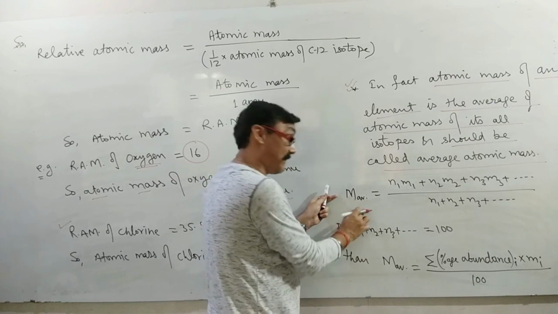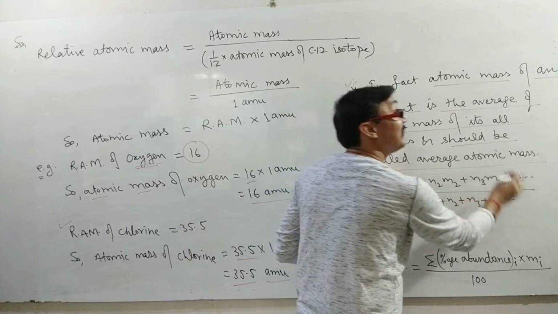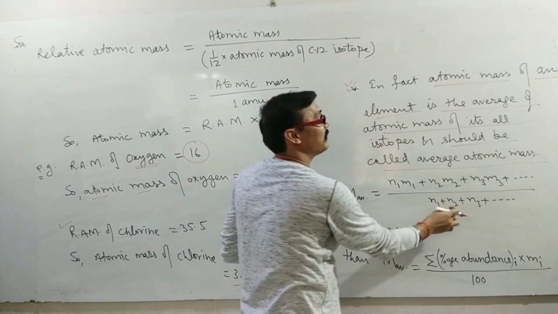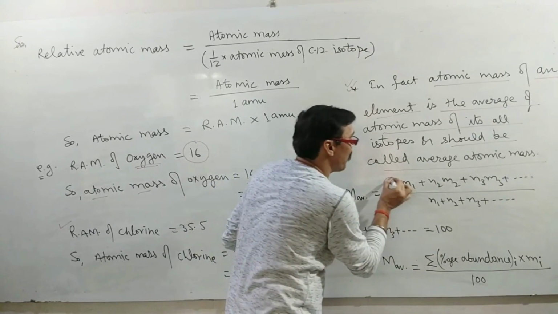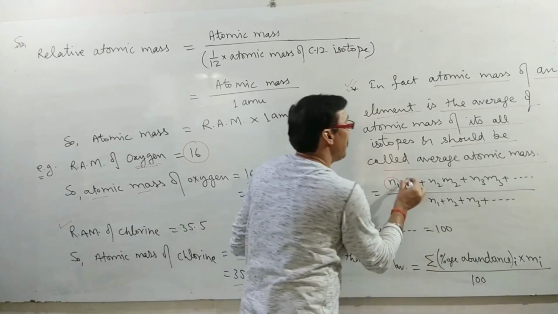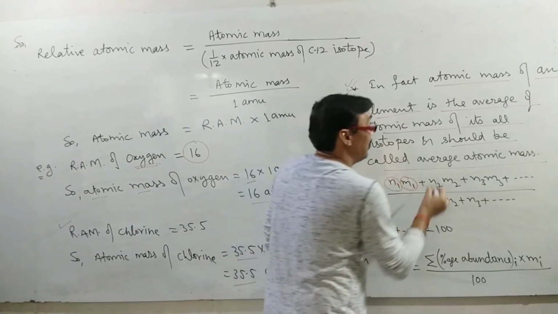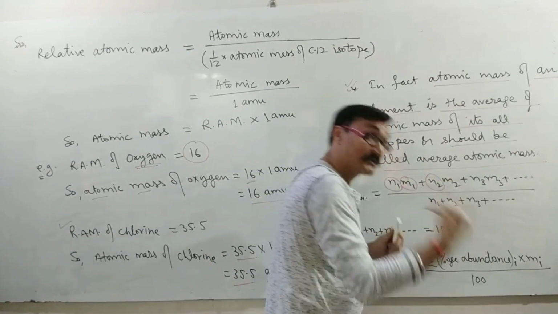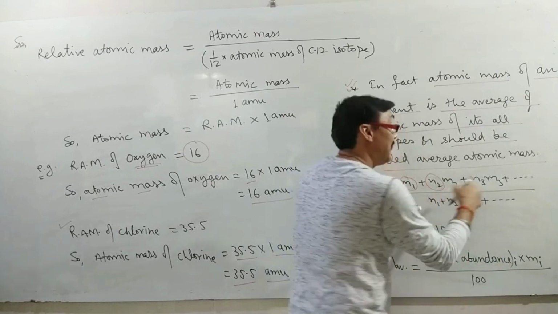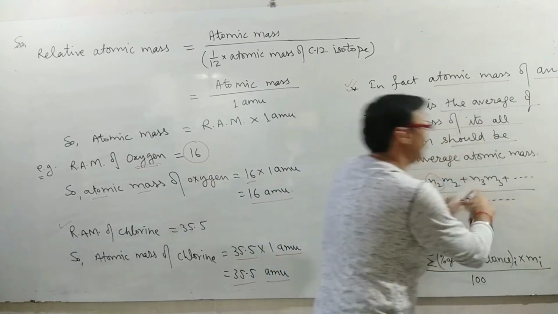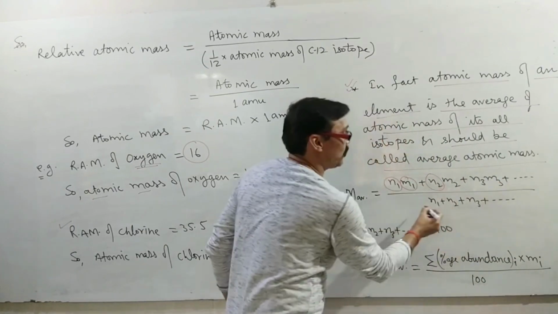Average atomic mass M is equal to N1 M1 plus N2 M2 plus N3 M3 and so on, divided by N1 plus N2 plus N3. What is the meaning here? N1 is the number of one kind of isotope and M1 is the atomic mass of that isotope. Again, N2 is the number of the other isotope of that element and M2 is the atomic mass of that isotope. N3 is the third type of isotope and M3 is the atomic mass of that isotope, and so on, divided by the total number of isotopes.